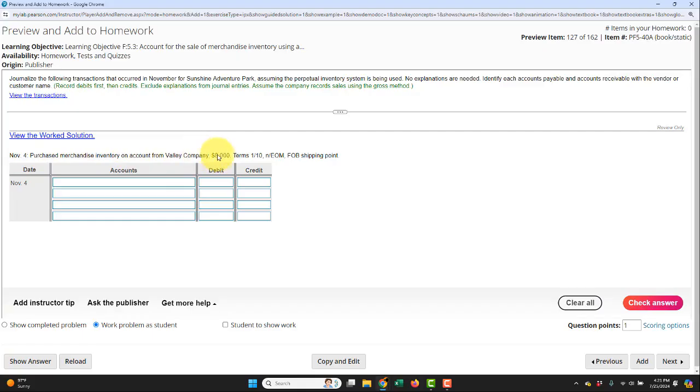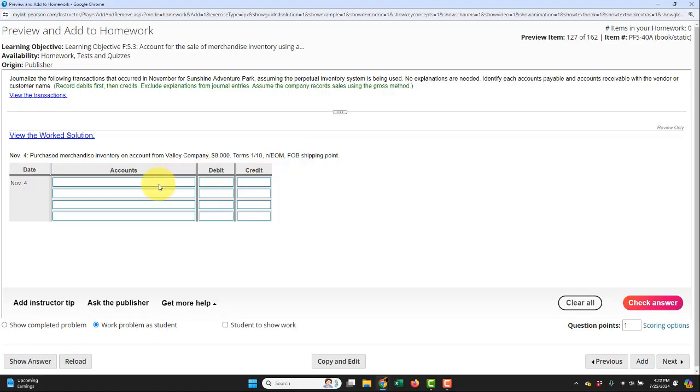Valley Company. It's $8,000, and they're offering some credit terms here, and it's FOB shipping point, which indicates that we're probably going to end up paying for the shipping. But let's just do this first journal entry just to record our purchase of the inventory.